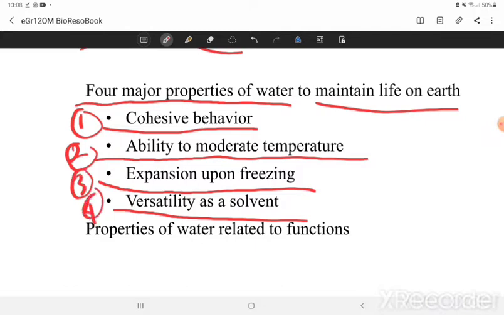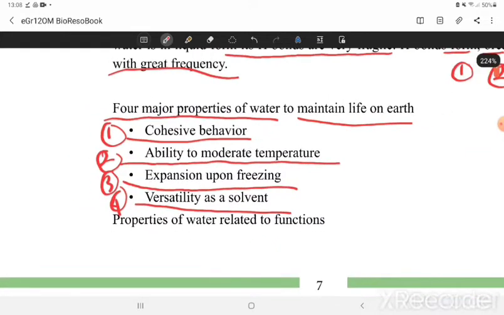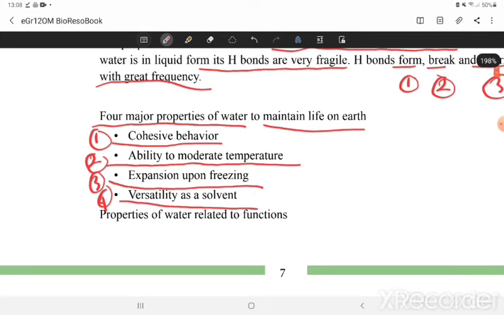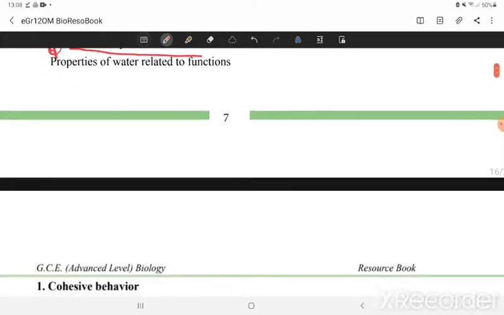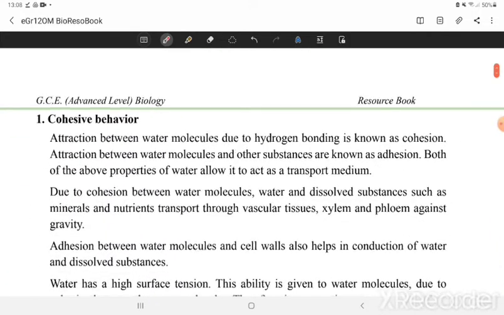So we are going to discuss these things. Study this, and we are going to discuss them. Properties of water related to function. So we are going to discuss the properties of water now. First we will discuss cohesive behavior.